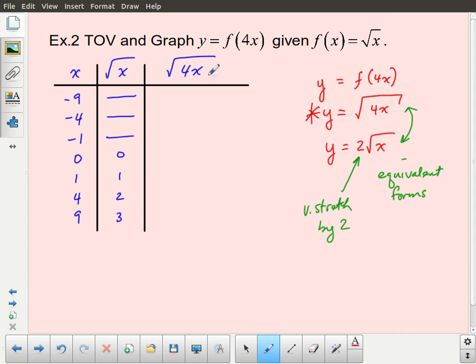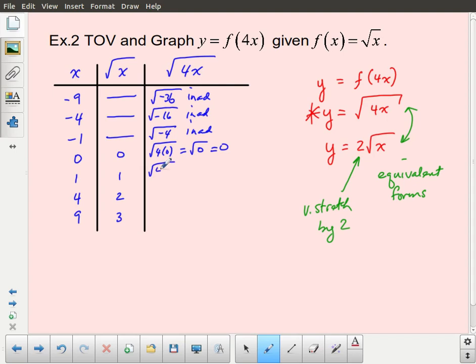Now, what about multiplying by 4? Does that make this any better? No, it does not. That becomes the square root of negative 36, which is still inadmissible. The square root of this one, negative 4 times 4 is negative 16. That's inadmissible. And I might as well write the last one out. This becomes the square root of negative 4, which is inadmissible. Now, what is the square root of 4 times 0? Well, that's still just the square root of 0, which is equal to 0.